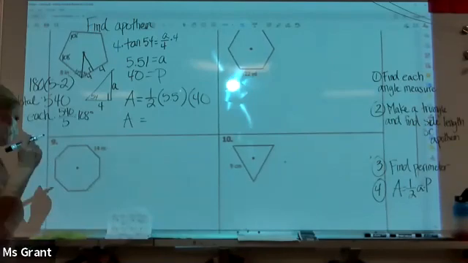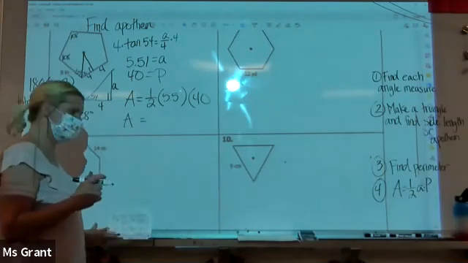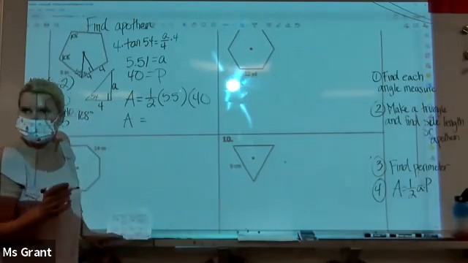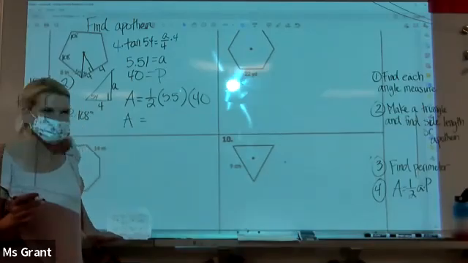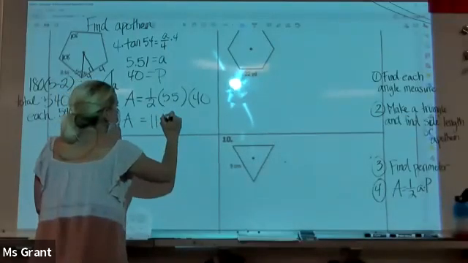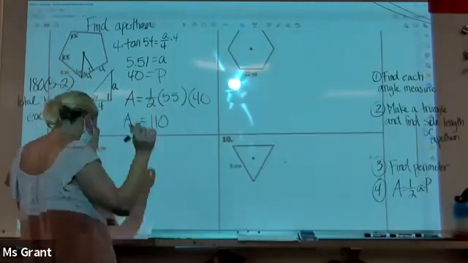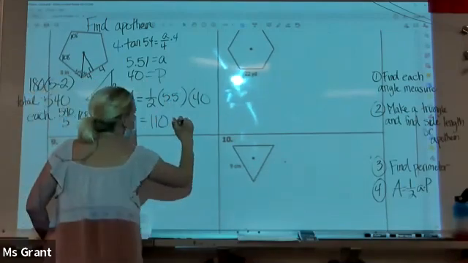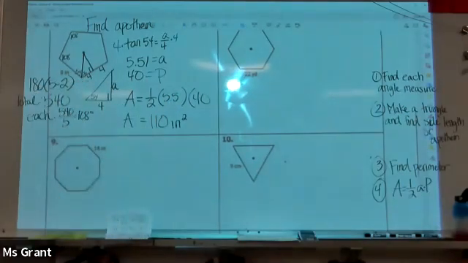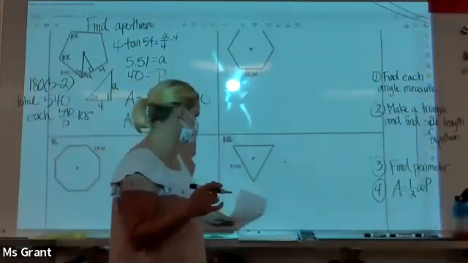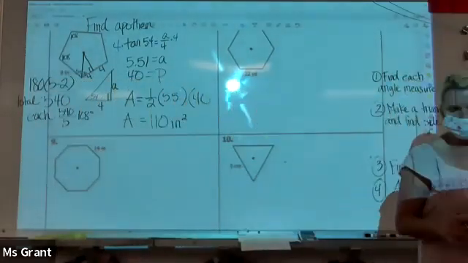Okay. Final answer, someone. 110. Yeah, and if you put the 1 here, it would be 110.2, but they're so close, I'm fine with either. Inches squared because it's area, it's not three-dimensional, it's not volume, so I do squared.